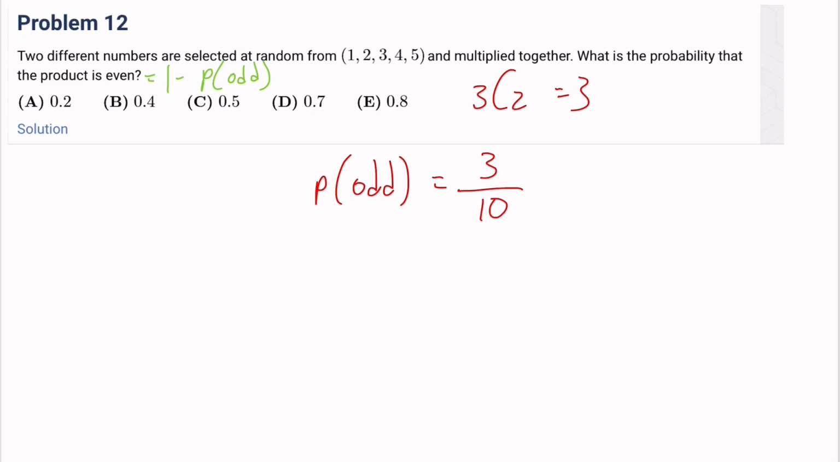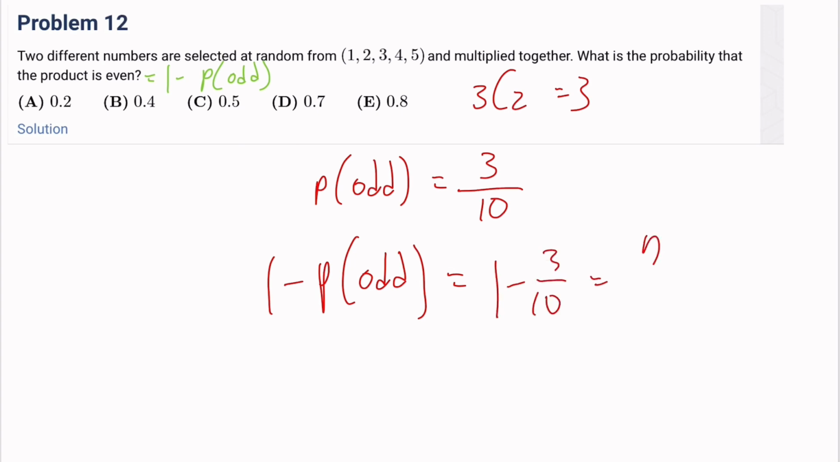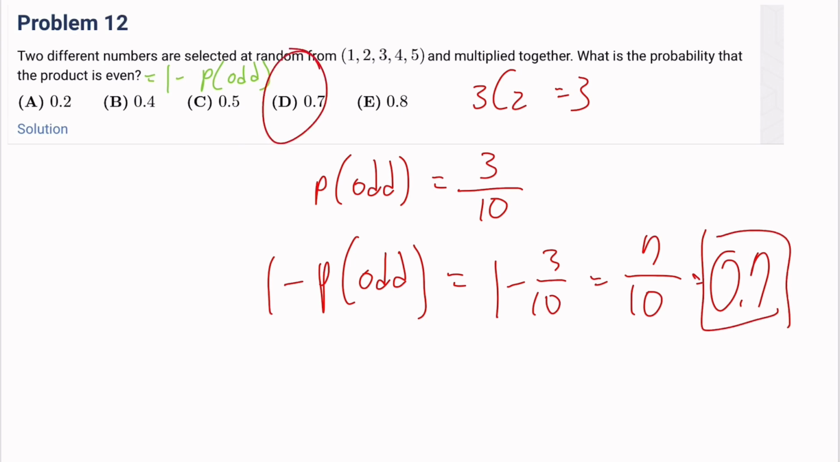And so 1 minus the probability of odd equals 1 minus 3 over 10 equals 7 over 10 equals 0.7. So the answer is D.